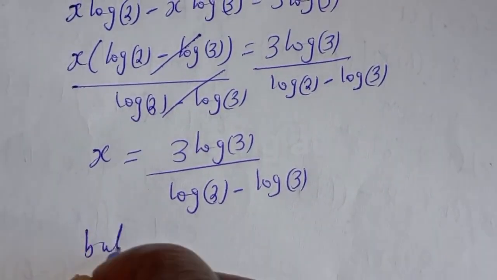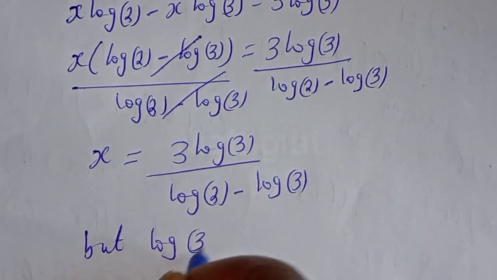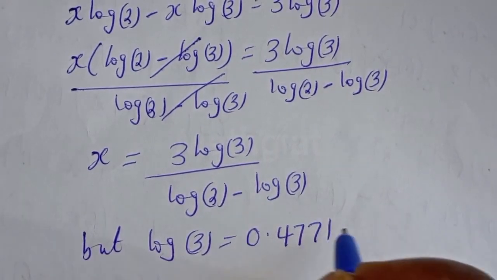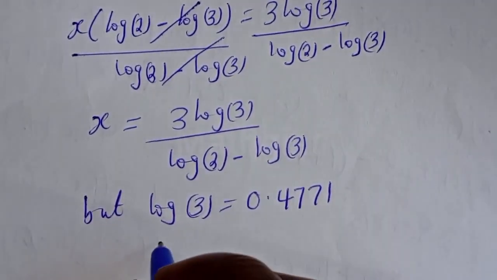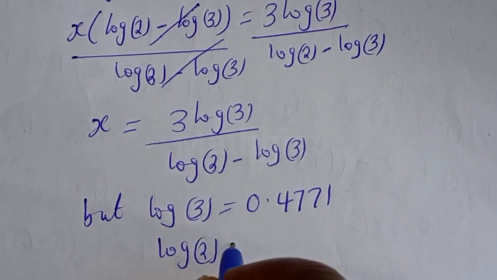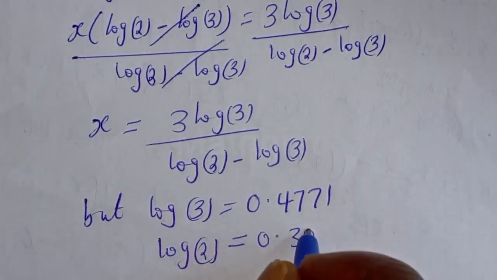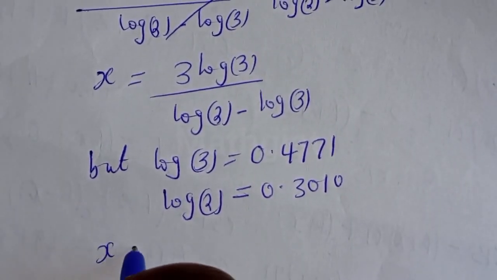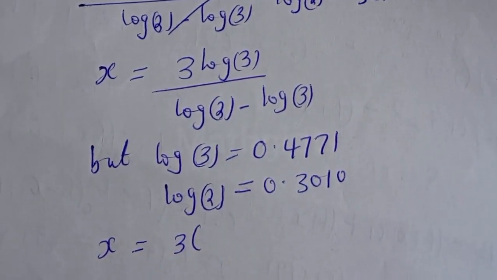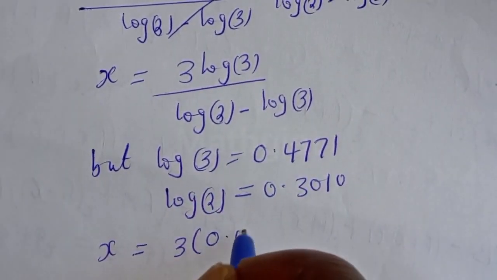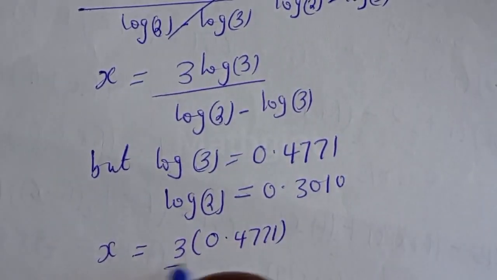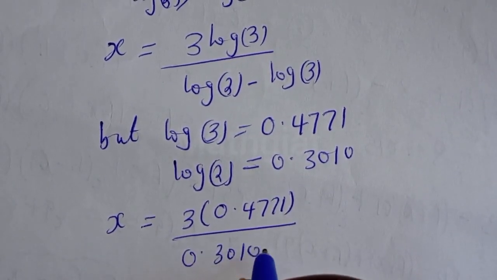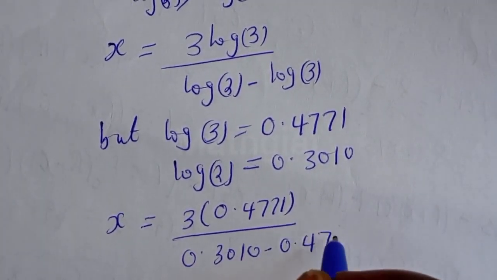But log 3 is equal to 0.4771 and log 2 is equal to 0.3010. Let's substitute. S is equal to 3 bracket log 3, that is 0.4771, divided by log 2, 0.3010 minus 0.4771.